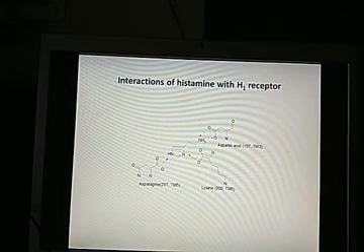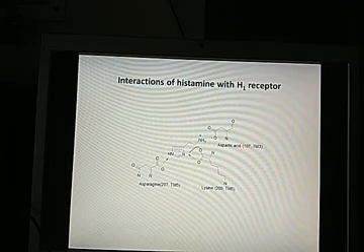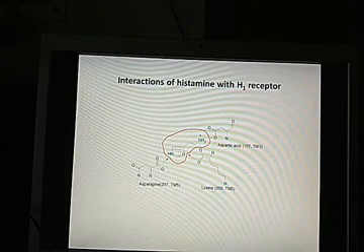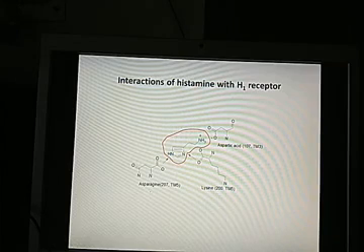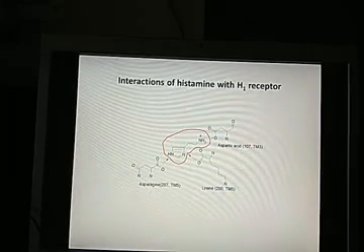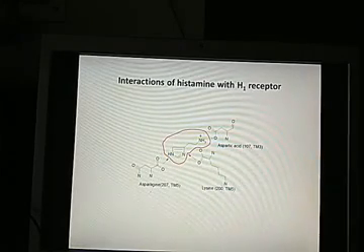Now the active site of histamine with H1 receptors involved, this is the histamine molecule. Now the histamine molecule interacts with the amino acids asparagine 207, lysine 200, and aspartic acid in the ways as shown in the slide in front of you.